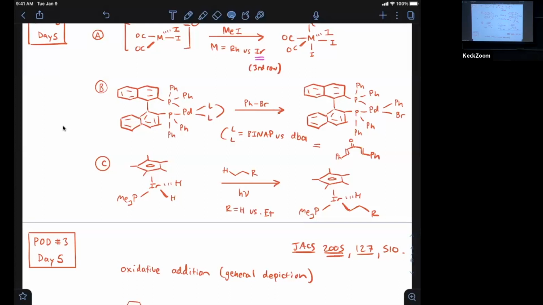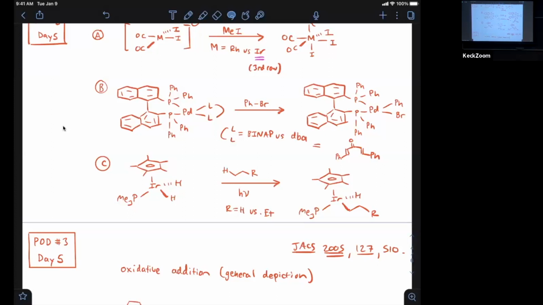Less bulky. Okay. Less bulky, and what other differences? Less bulky would be a steric argument, right? Well, the electronics are different, so the BINAP binds with phosphorus. Okay, and so I think you're on the right track here.